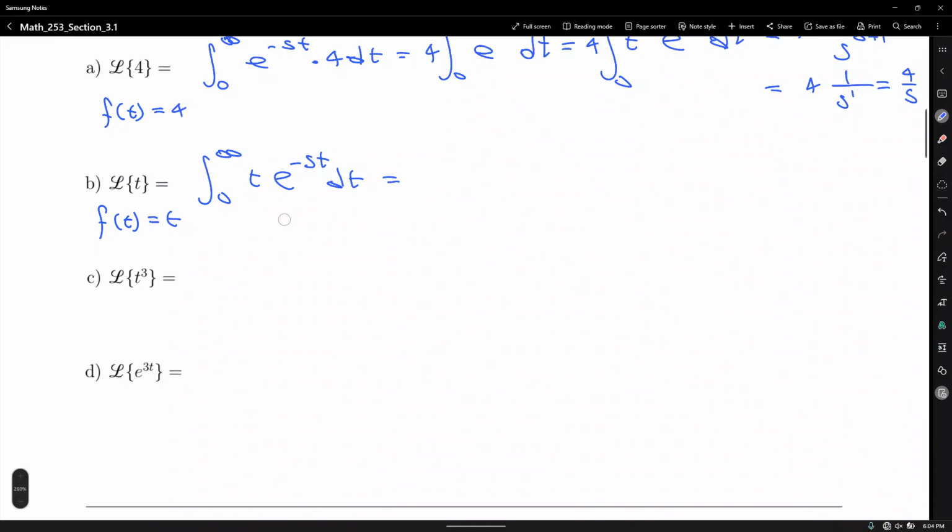So a equals s and n equals 1 right here. So what is this? 1 factorial divided by s to the n plus 1, which is 1 plus 1. What is 1 factorial? That's 1, so the result is 1 divided by s squared.